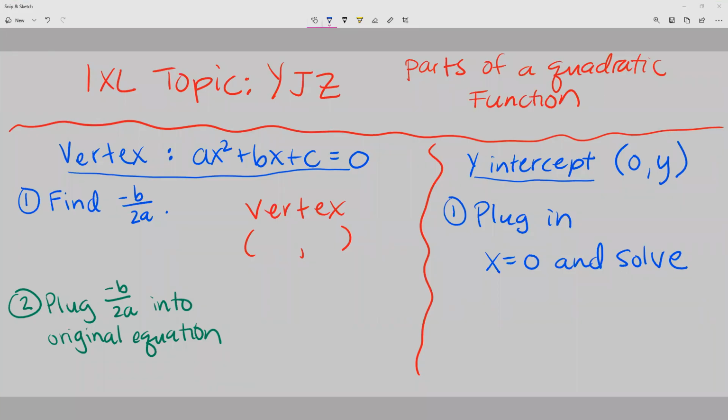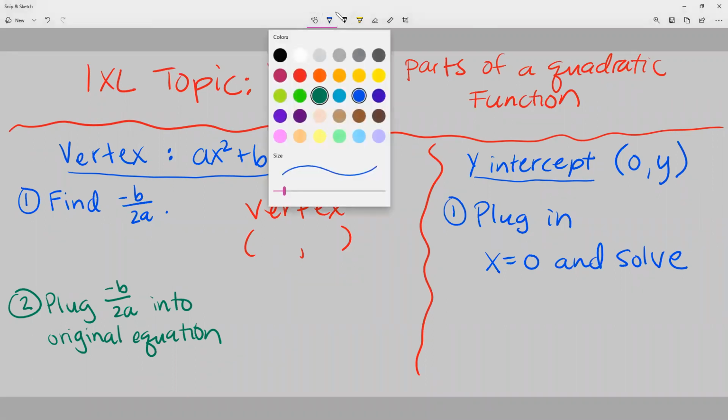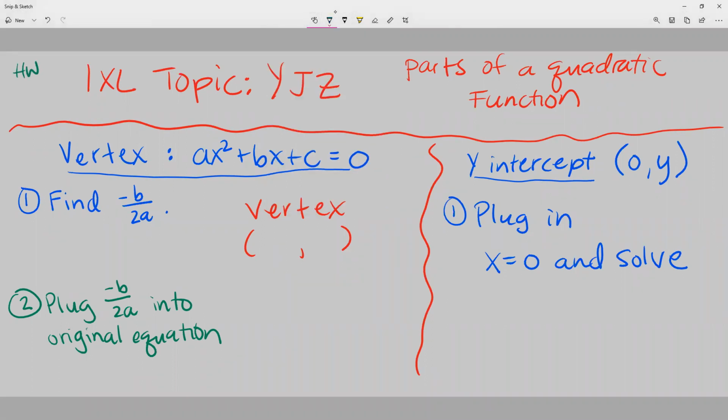Hey guys, here's the homework number 7, part 2 video. So this is that second topic, YJZ, which is parts of a quadratic function. And you're figuring these out from an equation, which means that you're figuring them out numerically with numbers. And so this is information about how to do that.